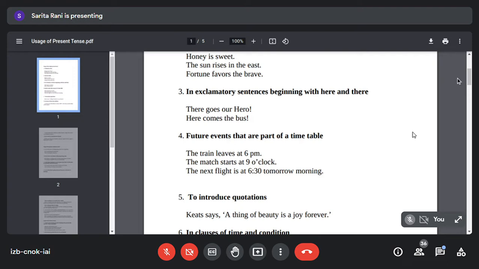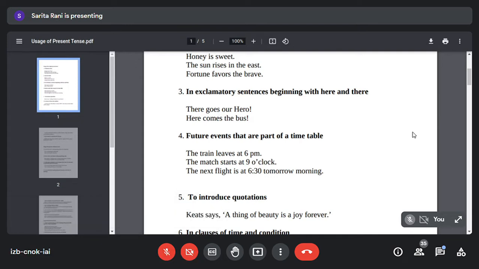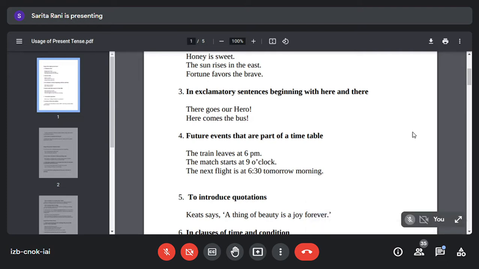Are you following? But the thing is that goes is related to hero because hero is singular. We are using goes. For example, if it is heroes, then it will become there go our heroes. What will it become? There go our heroes. Here comes the bus. Here come the buses. Generally, because hero is singular, we have to go with the singular verb only. Singular verb takes the s form. Are you following? Are you understanding, children?